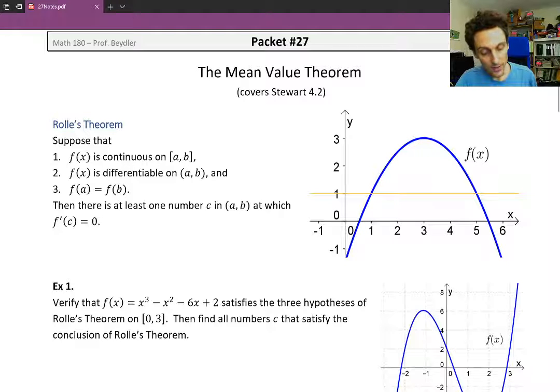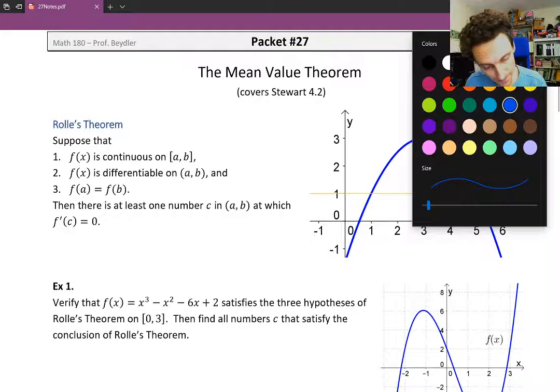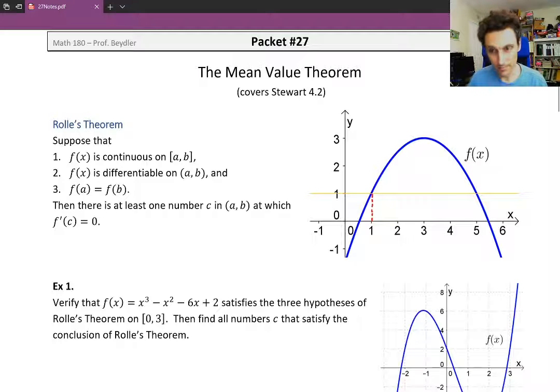Let's first look at the picture on the right side, where we have this upside down parabola, and then we have this line right here at y equals 1. So we'll try to get a visual understanding of what Rolle's theorem is saying. Rolle's theorem is basically saying that if there's a place where you have the same function value, so right here at x equals 1 and at x equals 5, the function value is the same. Let's label those. We'll call x equals 1 a, and x equals 5 b. So f of a is 1, f of b is also 1.